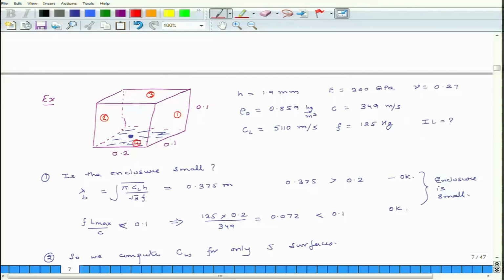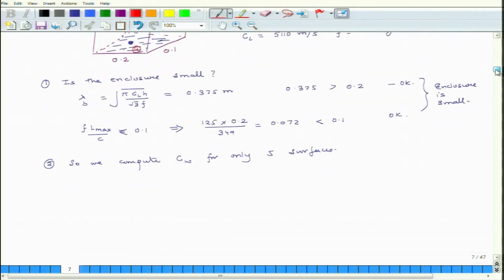So, 3 is actually this back surface and the top surface is 5. Everyone understood? So, the back surface and the front surface are 3 and 4 and the top and the bottom are 5 and 6, but the 6th we are not concerned about. So, this is our convention.